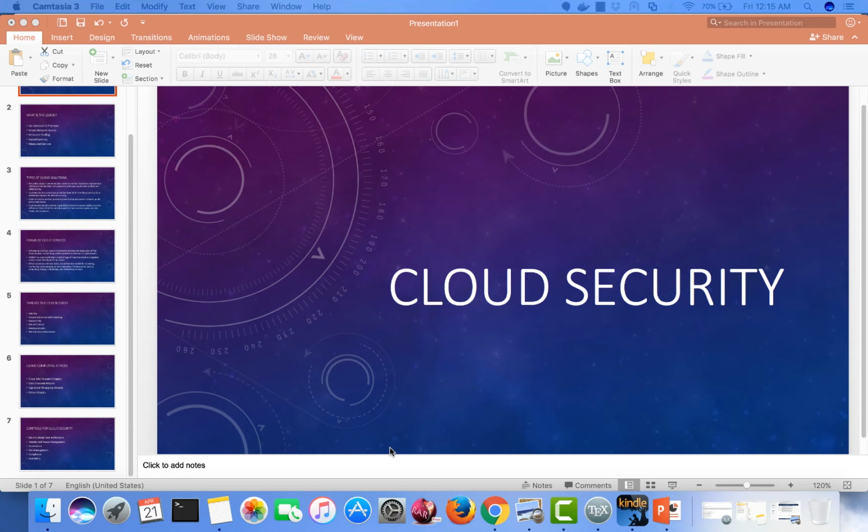So let's go ahead and jump right into cloud security. Basically, let's talk about what the cloud is. This is always the question: what is the cloud? Where is the cloud? Are we in the cloud now? These are always questions that I'm sure everybody has heard or even asked yourself.